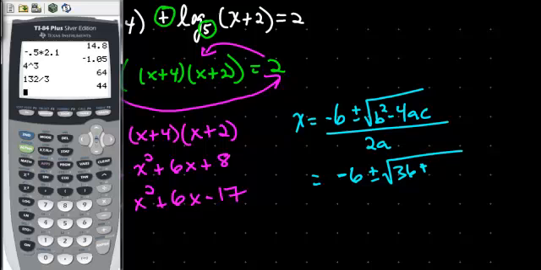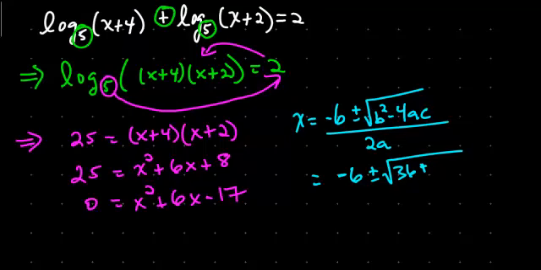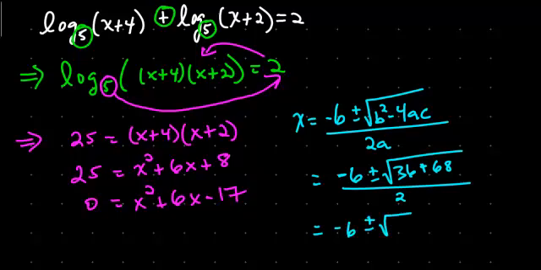Let me make sure. Yep, good, 68. All divided by 2a. And so that's just going to be 2. And let's see, what will we get here? Negative 6 plus or minus the square root of 8 and 6 is 14. Carry the 1, 6, 7, 8, 9, 10, 104, all over 2.